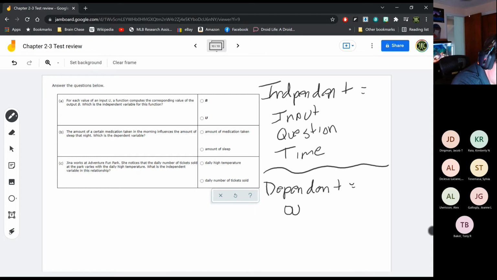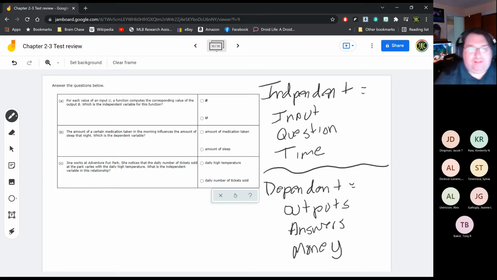Your dependent variables are your outputs. They are typically the answers, the things you get back after you ask the question. And money is normally a dependent variable. So if it's asking for money, that's typically a dependent variable. You said it was output, money, and the answer to the question? Yes, the answer to your question. Okay, thank you. Yeah, dependent is your answers.